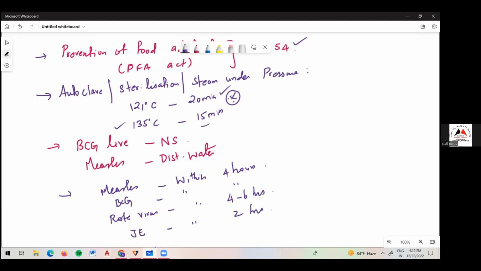Yellow fever, okay. These are also repeated questions. If we have reconstituted a vaccine, then how long do we have to use it? Measles within 4 hours, BCG within 4 hours, rotavirus within 4 to 6 hours, Japanese encephalitis within 2 hours.